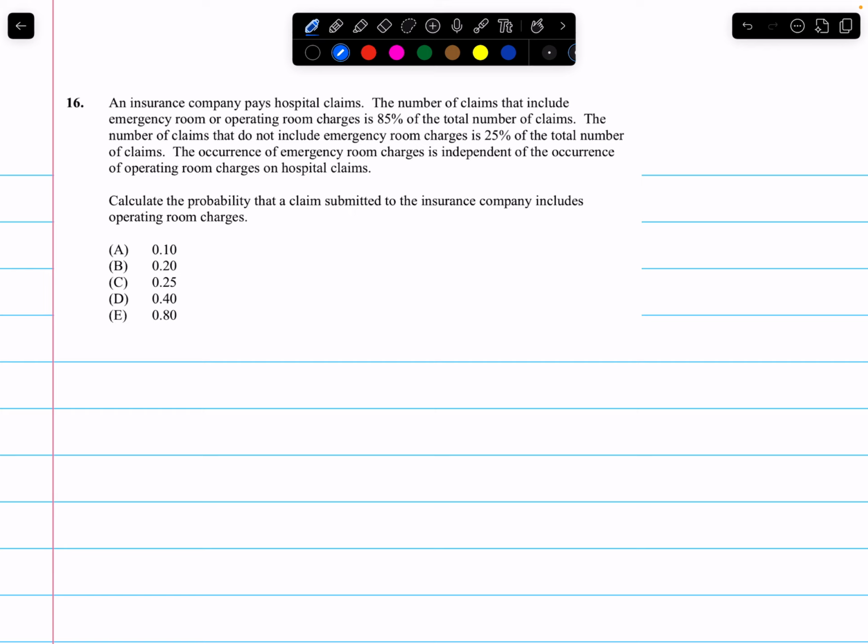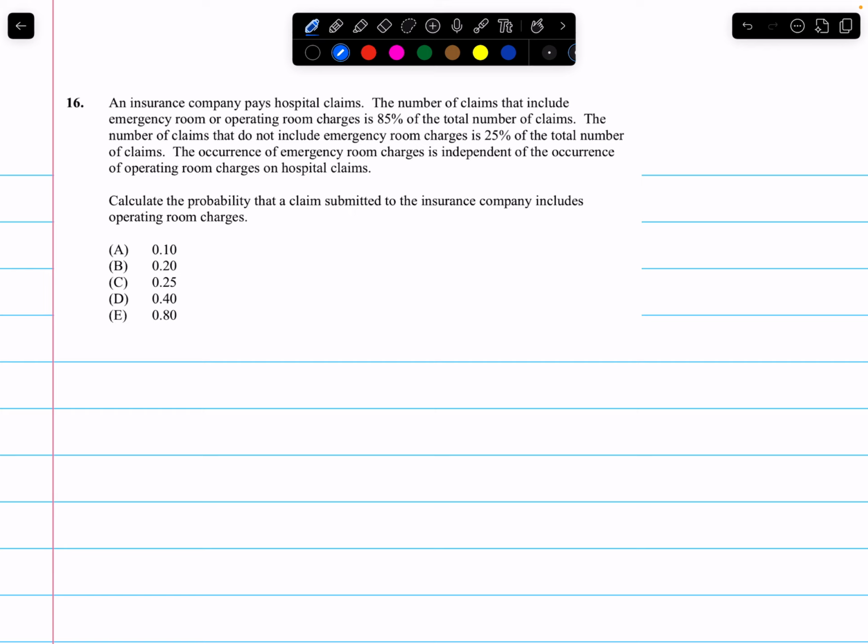The number of claims that include emergency room or operating room charges is 85% of the total number. The number of claims that do not include emergency room charges is 25% of the total number. And the occurrence of emergency room charge is independent of the occurrence of operating room charges on hospital claims. It's a lot of information.